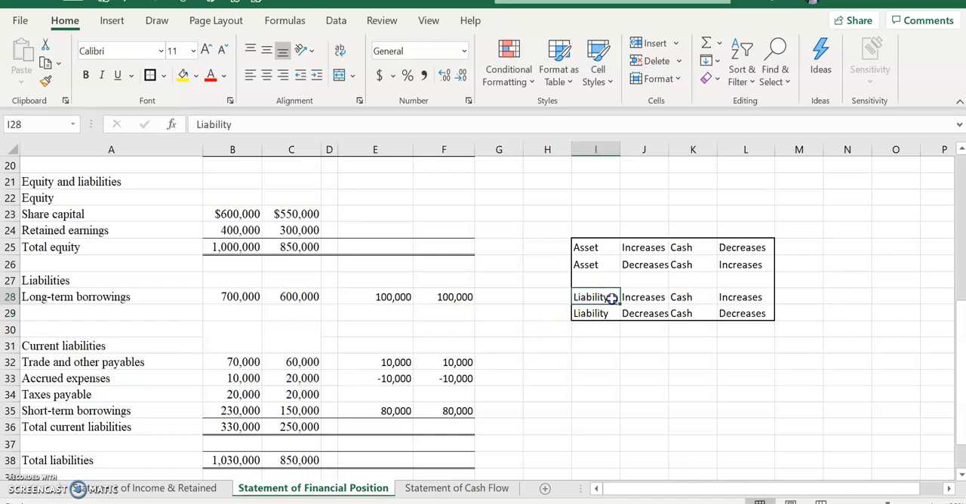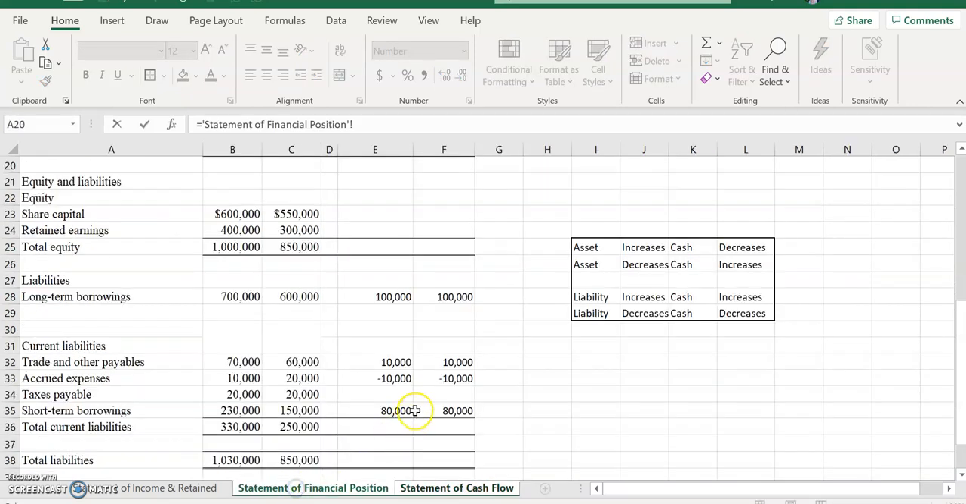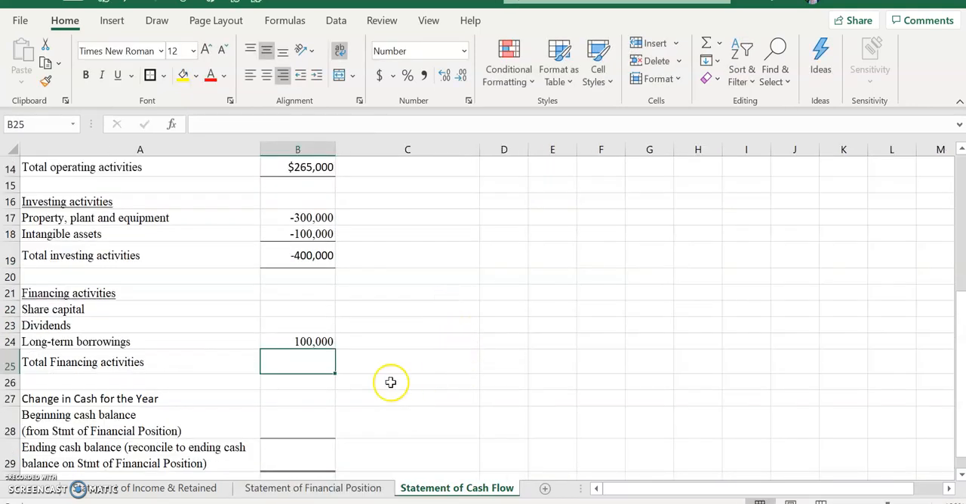And again, your rule is right here. If a liability increases, your cash increases. So we're going to bring that over to show what effect it had on our cash balance. So long-term borrowing, because of that long-term borrowing increase, our cash increased by 100,000.